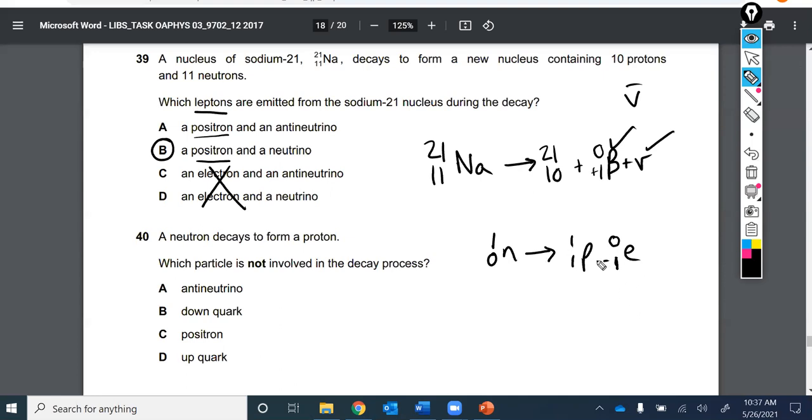So when a neutron decays to a proton, we emit a beta minus particle. It says which particle is not involved in the decay process. If we get a plain old electron, that's where we get the fancy antineutrino. So an antineutrino is involved in the process and therefore not the correct answer to this question. It's asking which one is not involved.